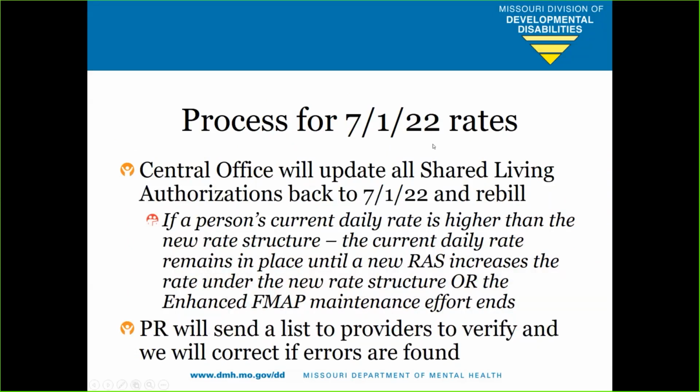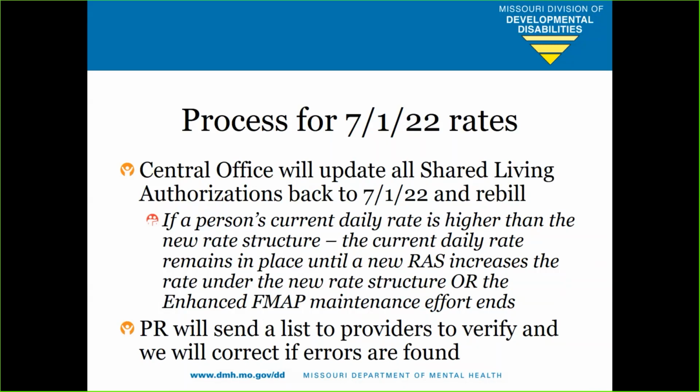So, process for 7/122 rates. Once we have CMS approval, we will go back to 7/122 and we will rebuild them. You're probably thinking, how do we know what that looks like? We already have a spreadsheet that shows everyone receiving shared living services and what their RAS is, and whether the amount that would be generated by the rate determination form is higher than the current amount or not. And that will be uploaded to Seymour.